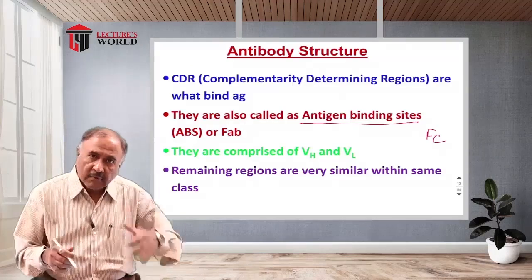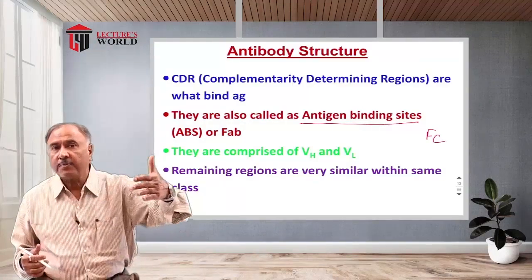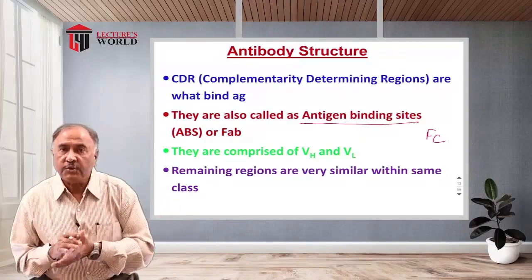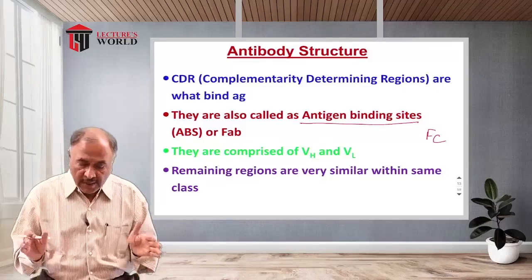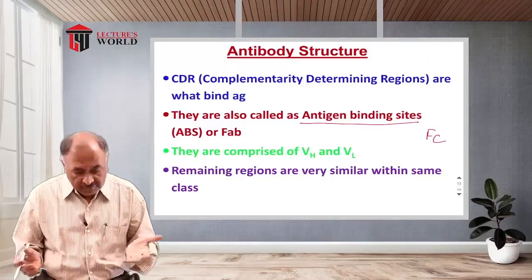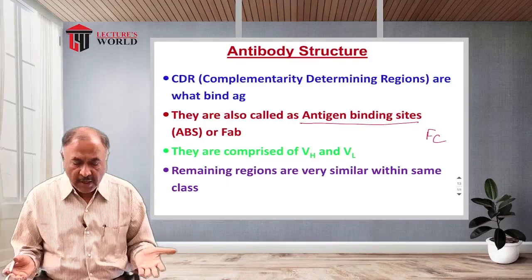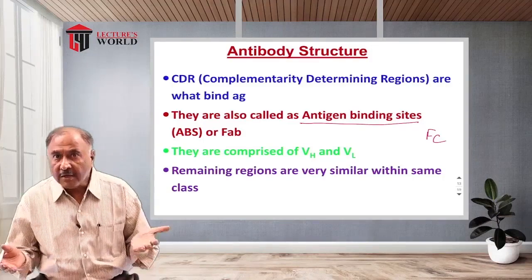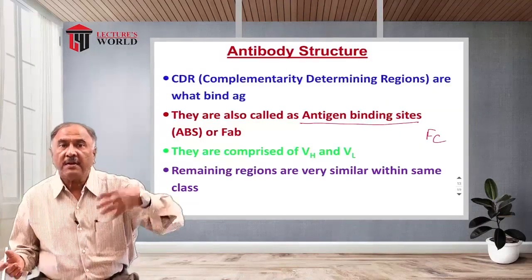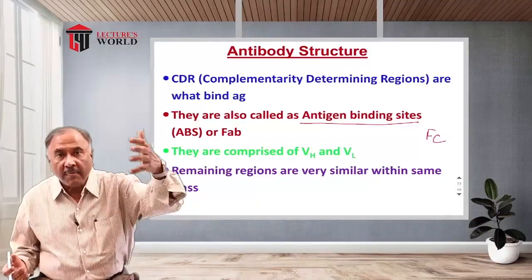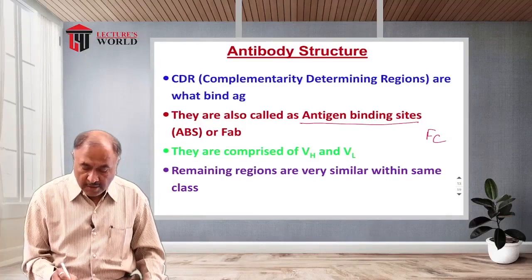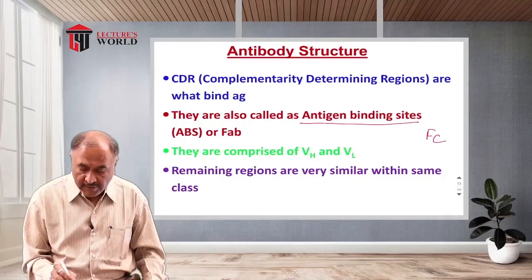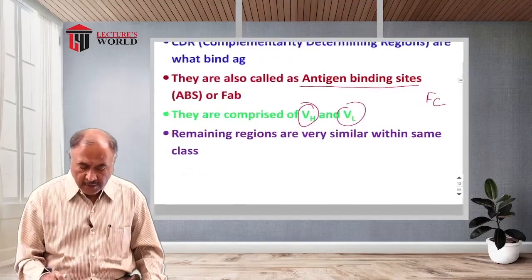But this, which is at the N terminal portion of the light and heavy chain, together they form antigen binding sites, and what are these antigen binding sites? That is, complementary determining regions. It determines the exact way how it will bind with the antigens. And as I have told you, they make up these antigen binding sites. They are made up of variable heavy and variable light. Okay.